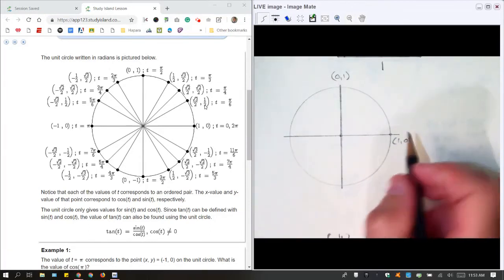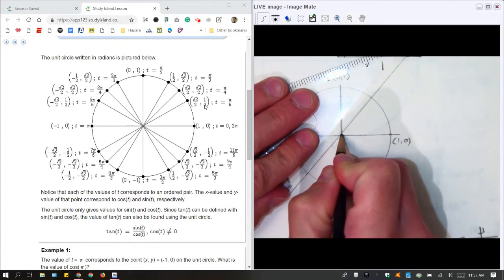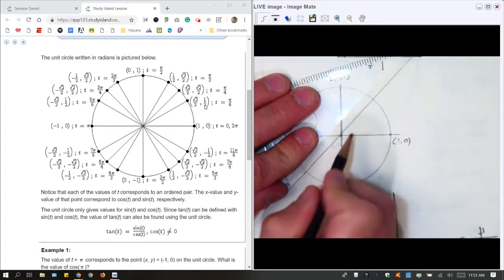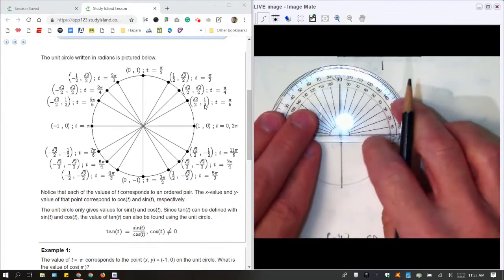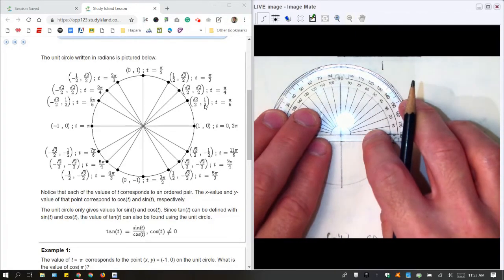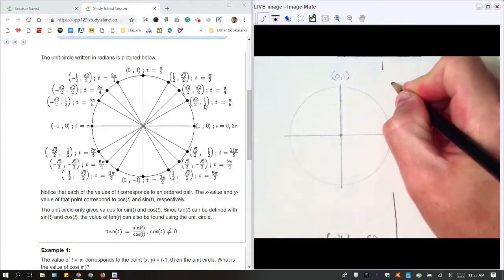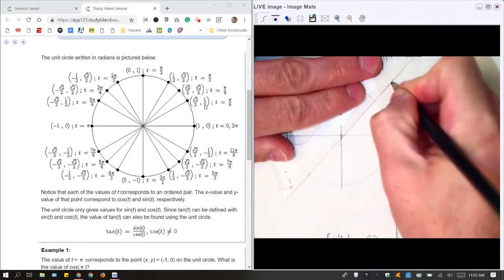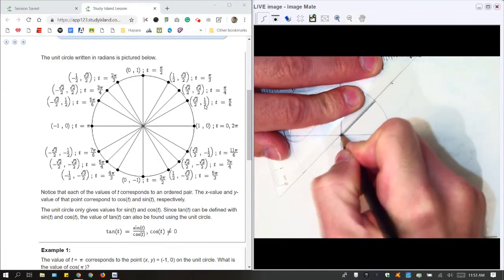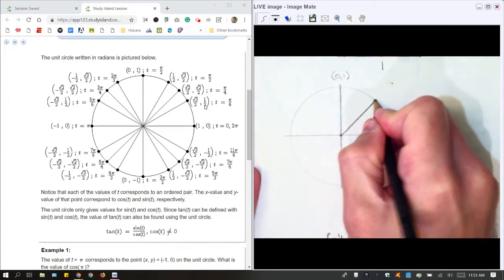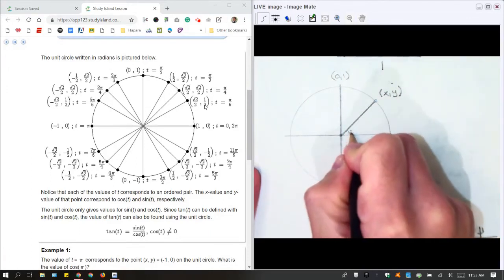If I have a 45 degree angle right here, I'm not measuring exactly 45. I'll measure more precisely, I should say. So if I've got a 45 degree angle, okay, so now what are the coordinates of this point in x, y if this is 45 degrees?